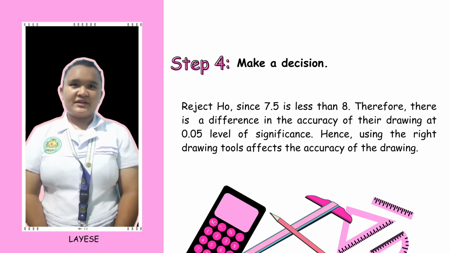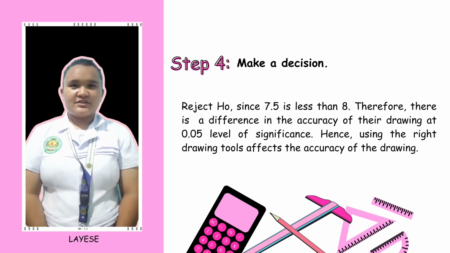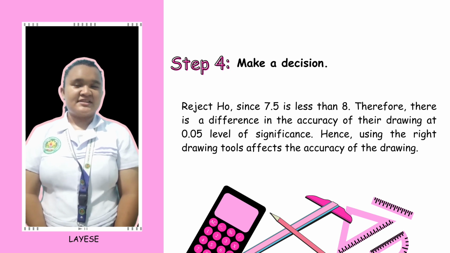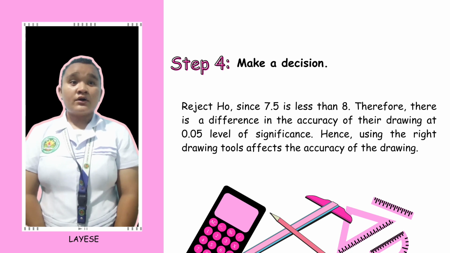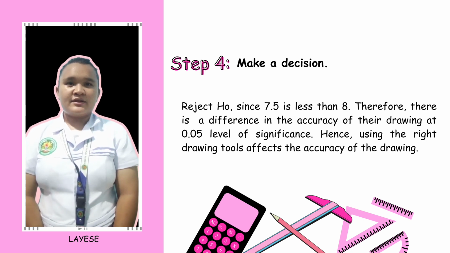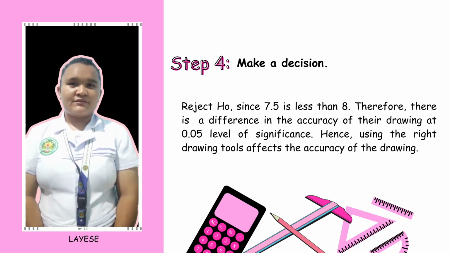Step 4. Make a decision. Reject H0 since 7.5 is less than 8. Therefore, there is a difference in the accuracy of their drawing at the 0.05 level of significance. Hence, using the right drawing tools affected the accuracy of the drawing.